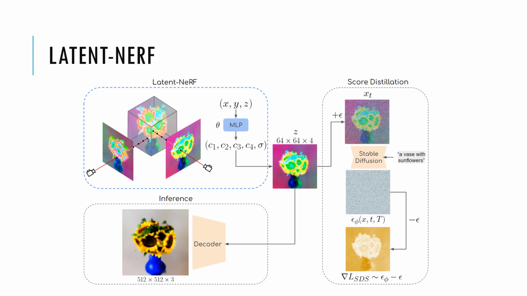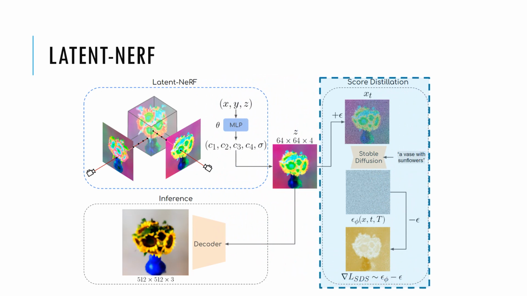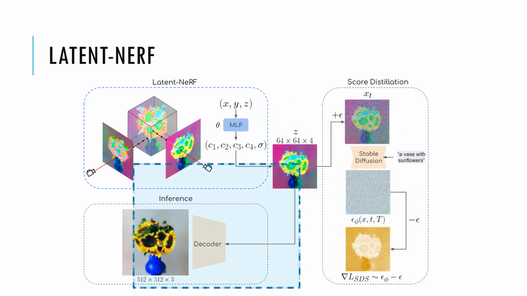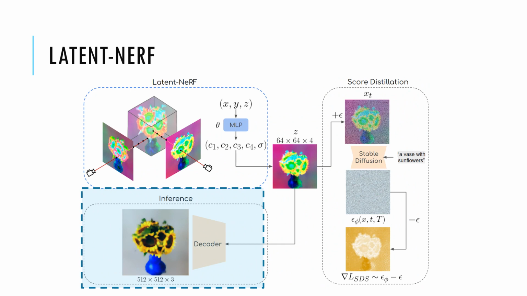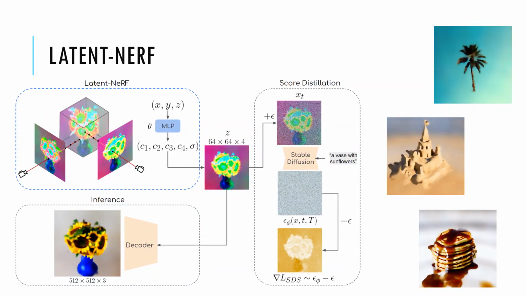using a Latent-NeRF, which is a NeRF model that renders 2D feature maps instead of RGB images in Stable Diffusion's latent space. This is important because rendering feature maps instead of images allows using Stable Diffusion directly as the score distillation critic on the NeRF outputs, and only use the decoder of the LDM at inference for the final RGB image. Here you can see a few results using our methods.